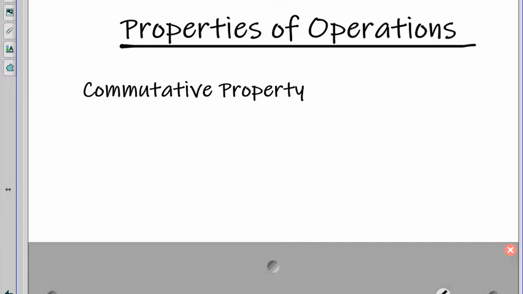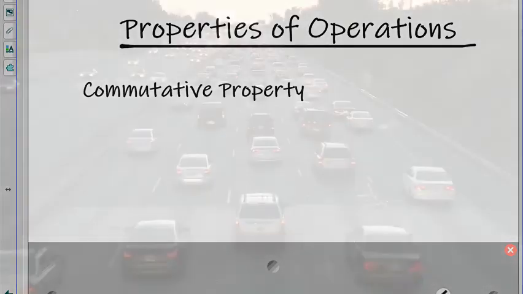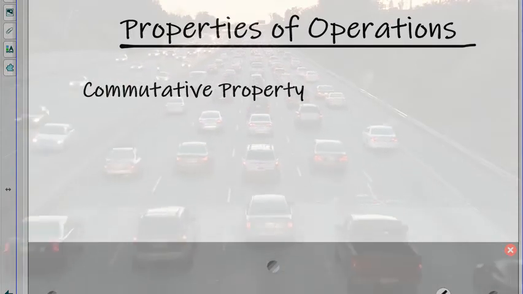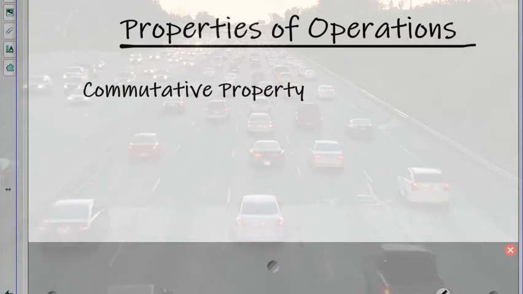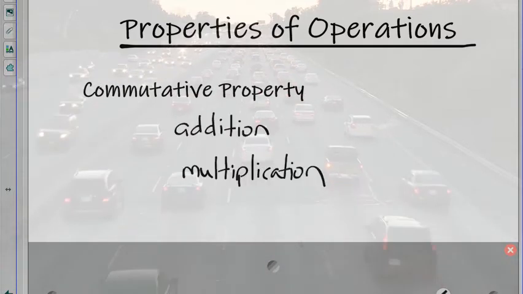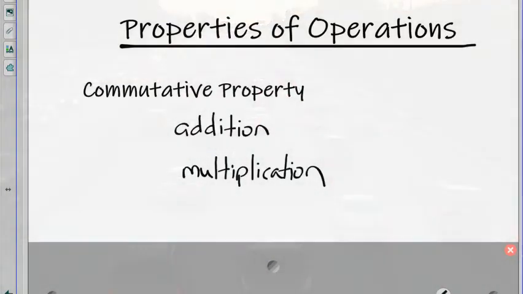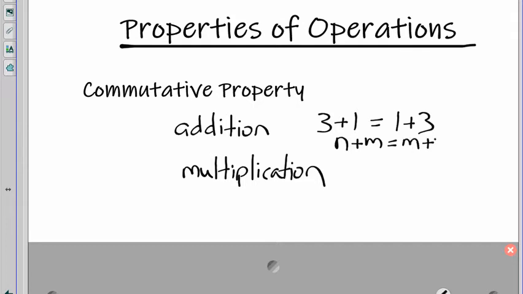One being the commutative property. And the word commutative has the word commute in it, which means to go from place to place. Like maybe perhaps your parents commute to work and then back to home. So the commutative property, there's one for addition and multiplication. The commutative property of addition says that the order that we add does not matter. So 3 plus 1 equals 1 plus 3. Or a number plus a different number, we can swap them around. Doesn't matter what they are.